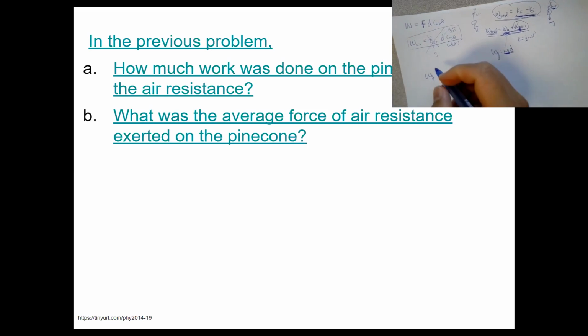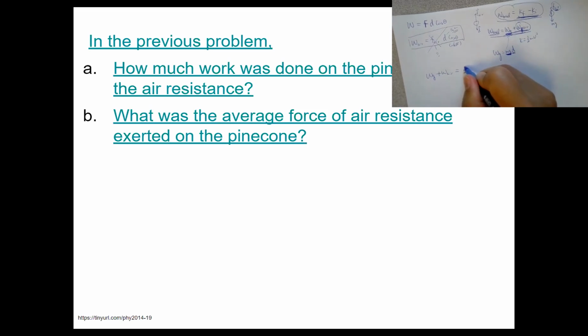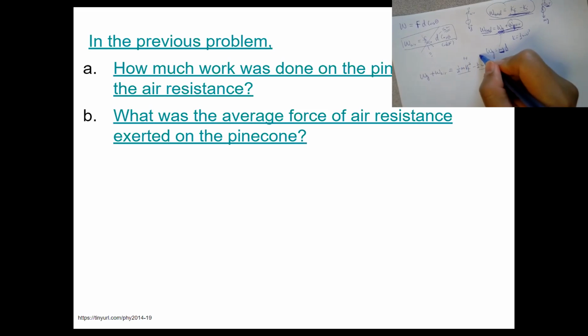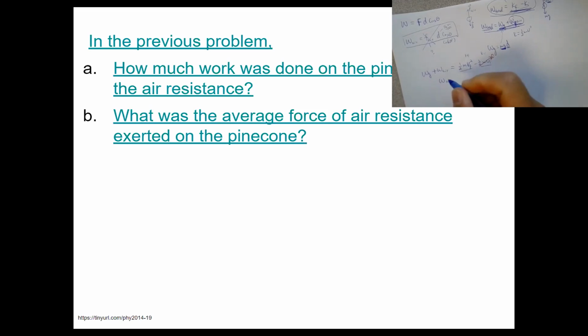So I set up work by gravity plus work by air resistance equal to Kf minus K initial, which means 1/2 m v final squared minus 1/2 m v initial squared. The initial speed is 0, so that term is 0. Then my work done by air resistance should be just 1/2 m v final squared minus mgd, where mgd is the work done by gravity.